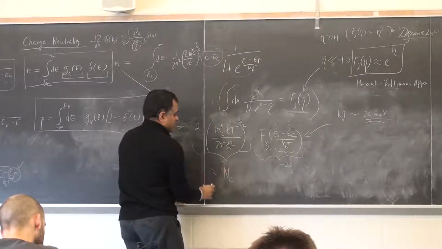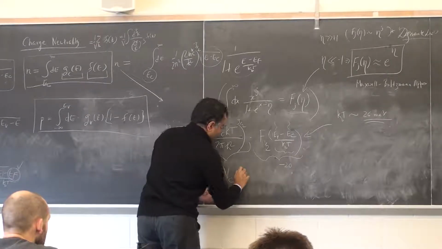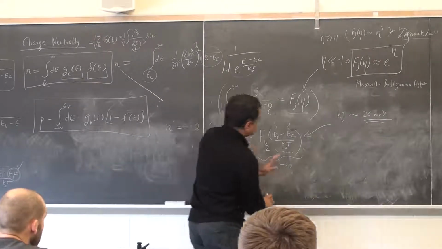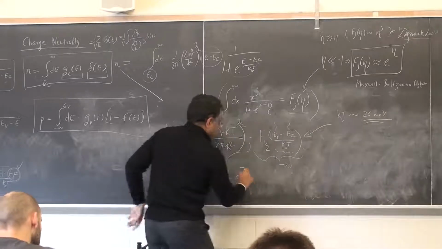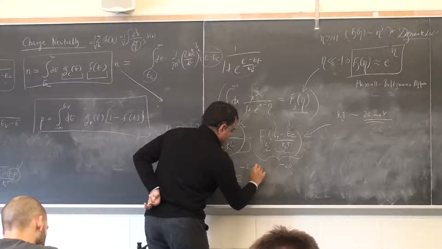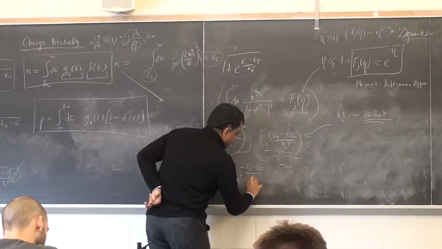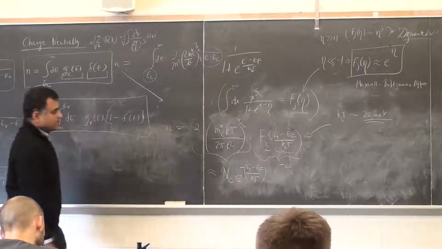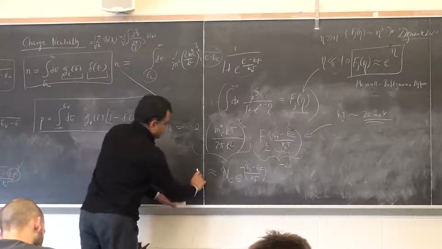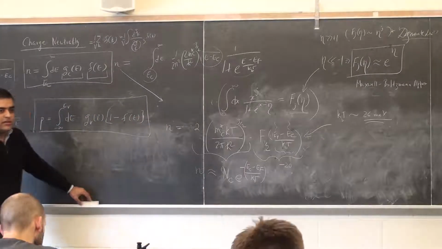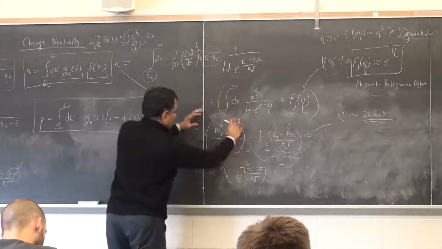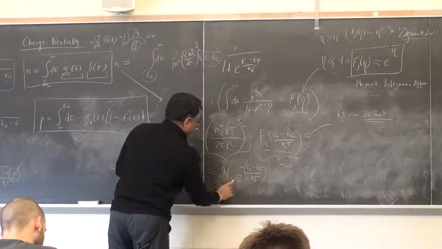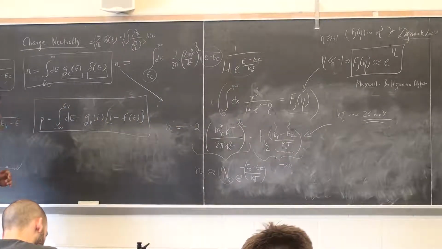So I make this Maxwell-Boltzmann approximation. I write it as N to the power e to the power eta, and eta is this, EC minus EF over kT. That's how it's typically written. So that's your electron density in the conduction band. This part is what is called the effective conduction band density of states.